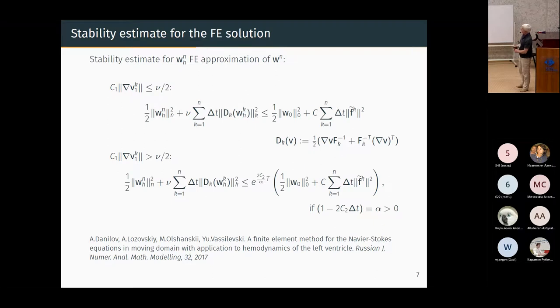For instance, for the Navier-Stokes equation, the stability estimate for the finite element solution looks like this. There are two cases, when the velocity of the wall is small compared to the viscosity coefficient, or vice versa. Actually, all norms are the same, but the constant is different. Here it is one in front of all this right-hand side, and here it is some exponent, but this exponent is finite because the integration time, capital T, is finite. But this estimate relies on a restriction on the time step. This C2 constant is related only to the geometry of the domain and to the velocity of the walls, but not to the mesh size.